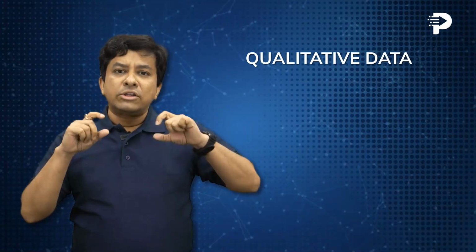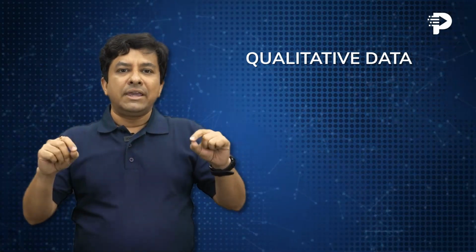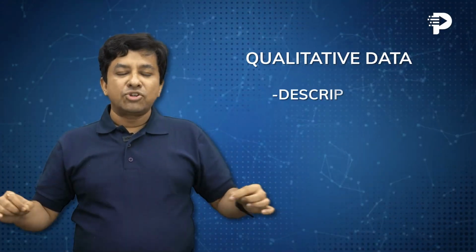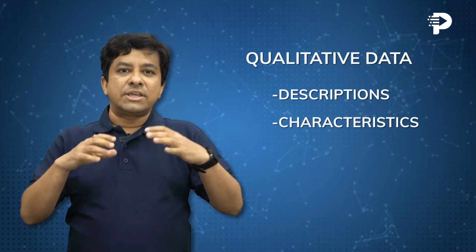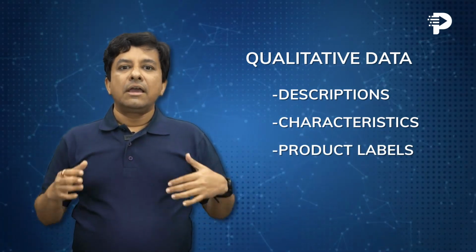Typically we think of data in Excel sheets or tables. There as well we have two types of data. One of those is what we call qualitative data, which is something we also find in our SQL tables. This qualitative data is typically about descriptions, characteristics, or product labels.